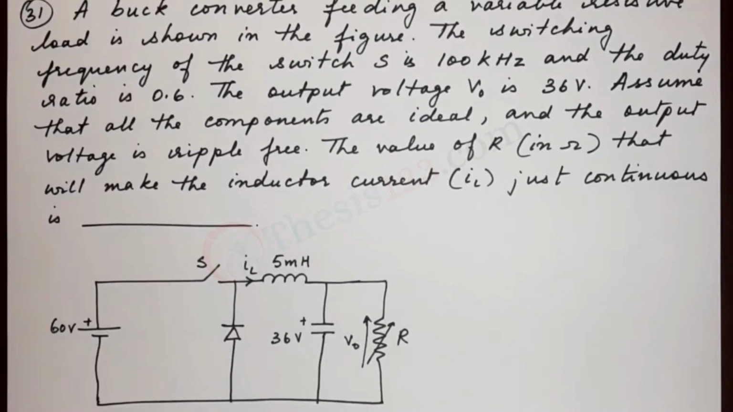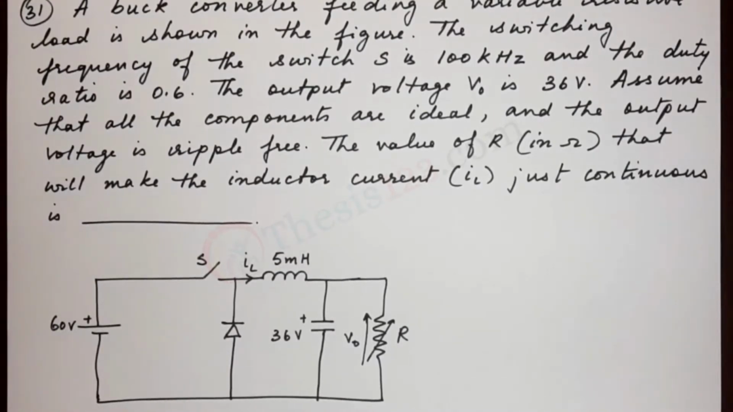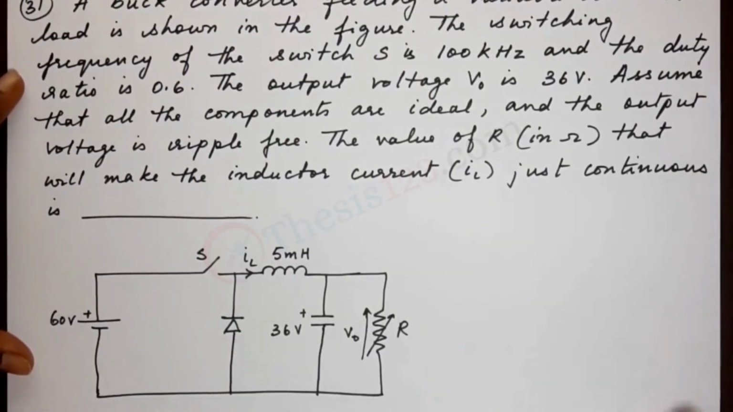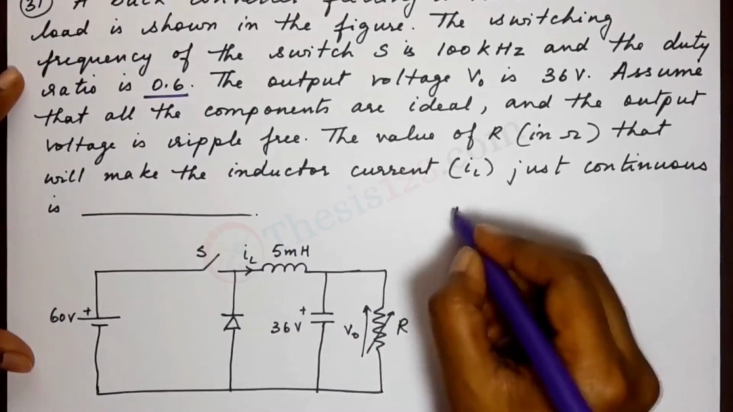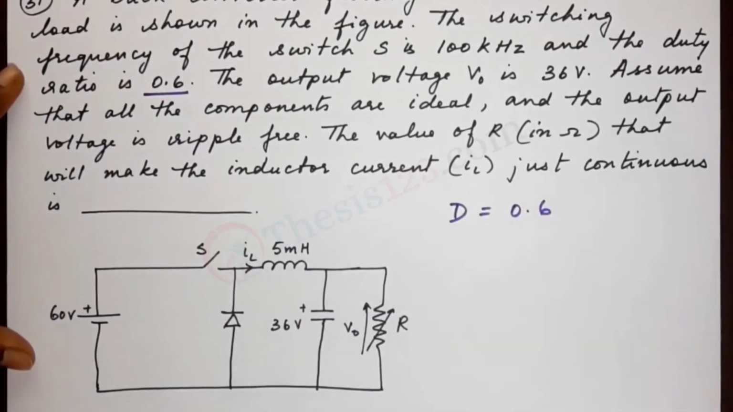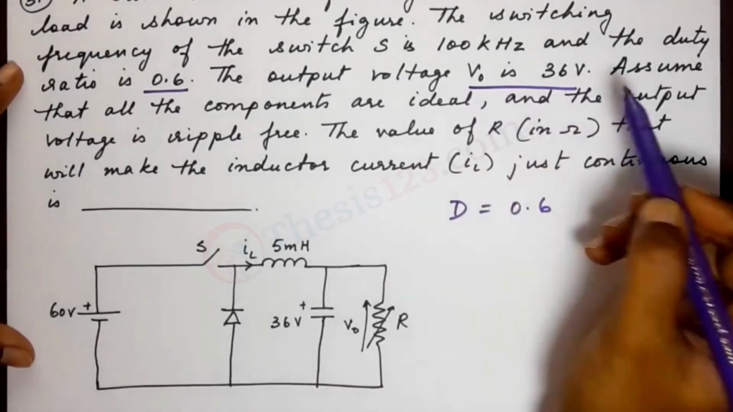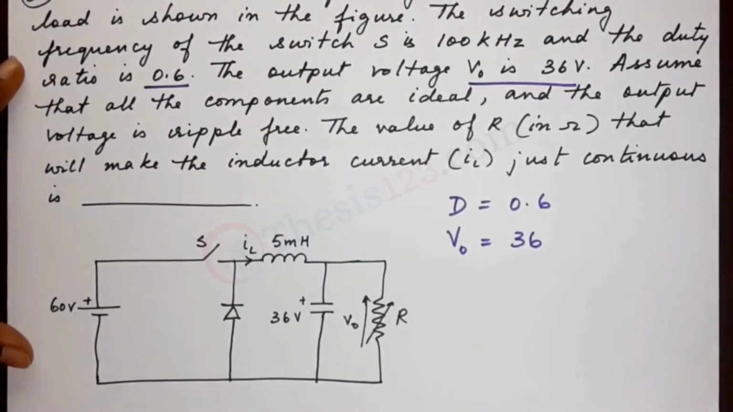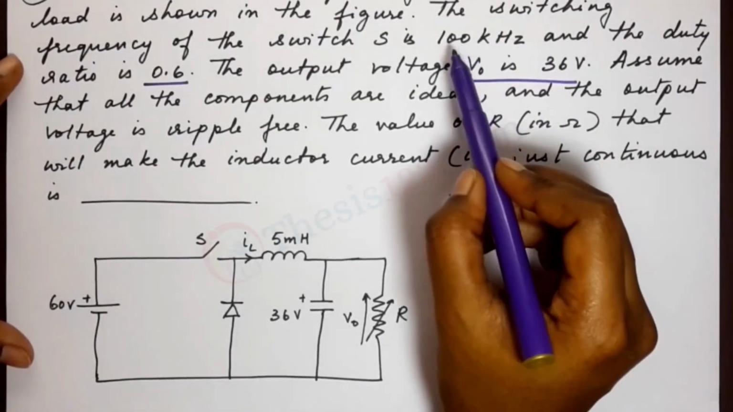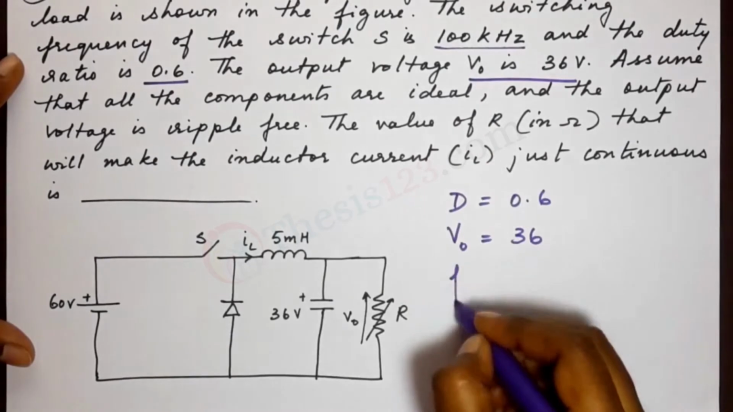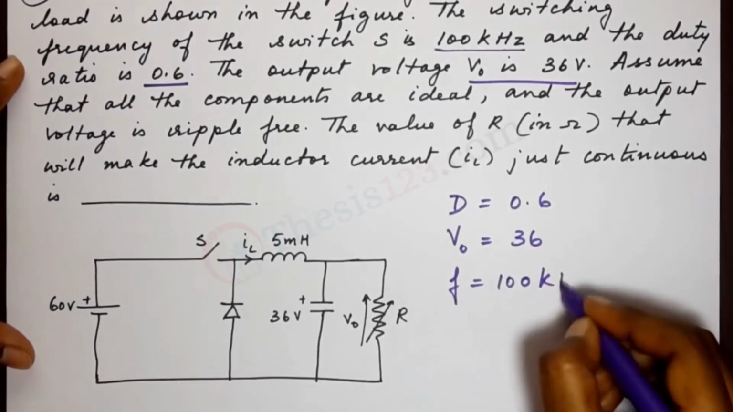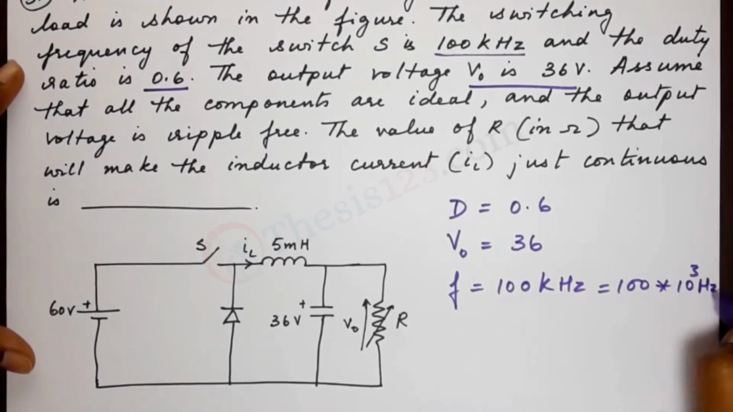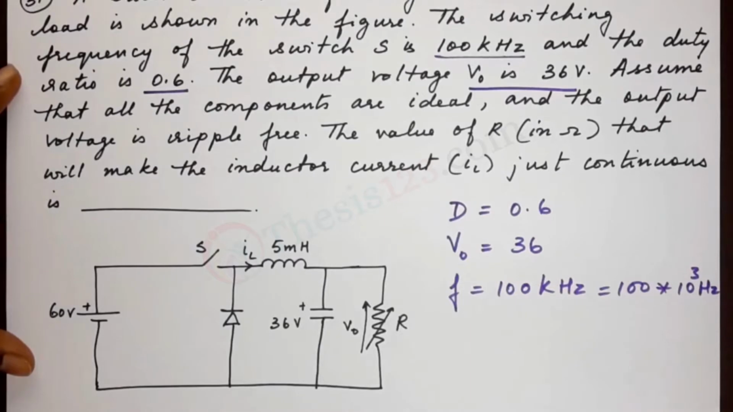Okay, so let's begin by writing down what's given. We have two very important values here. The duty ratio is 0.6, D is 0.6. And the output voltage V0 is 36. We also have the frequency of the switch as 100 kilohertz, or 100 into 10 power 3 hertz. Okay, so this is what we have.